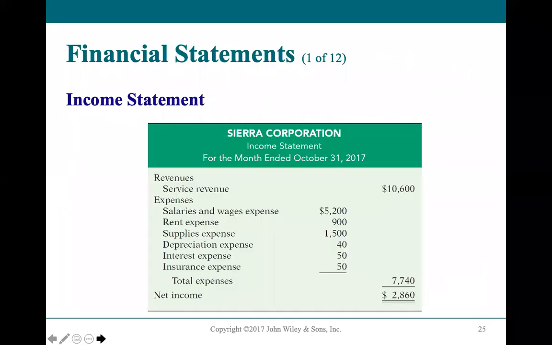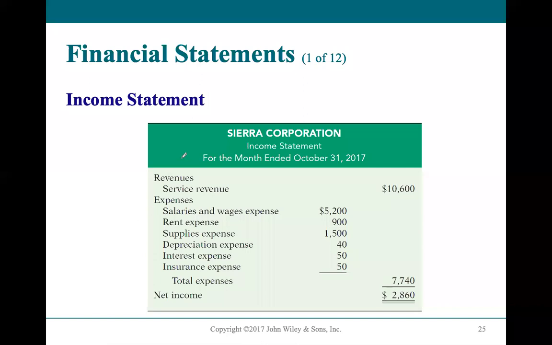The income statement, to me, is an incredibly important statement because it answers the question that all owners want to know. Do we make a profit or not? And only the income statement can tell you that. It's always the first statement that's created because it is, in essence, the most important statement to understand in terms of whether a company is profitable or not.